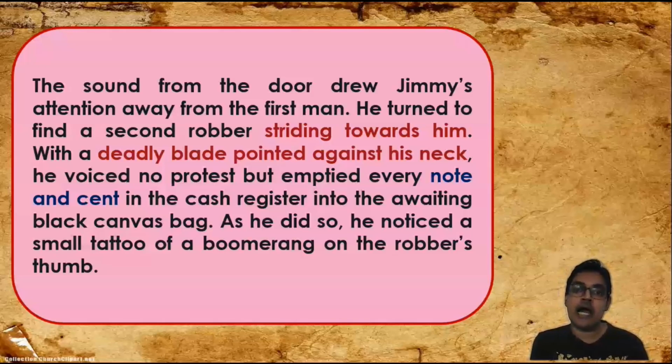Okay, so you see here the development of the plot. Another person comes in, pointing a blade against his neck. Here there's no fighting scene or anything. Jimmy was very smart. He emptied every note and cent in the cash register. And to build the plot, he noticed a small tattoo of a boomerang on the robber's thumb. I add this line to bring the plot into it, because I want the robber to be caught at the end of the day, so I bring this idea into the essay. Now let us look at the next paragraph.